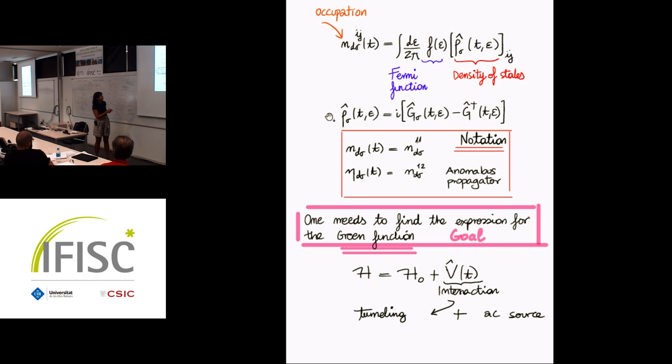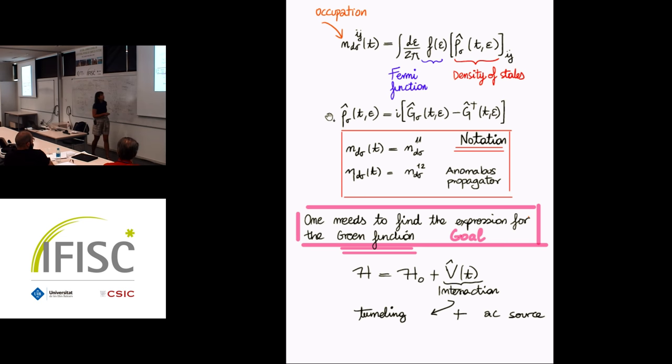This is again our 4x4 matrix for the Green function, but here this is retarded and this is advanced. And then we adopt this notation. The first element is just given by this n, simple n, and the off-diagonal element of this occupation is given by this eta, that tells you about the anomalous propagator. So now we need to obtain this Green function, and again, this is the hardest work that we have to do.